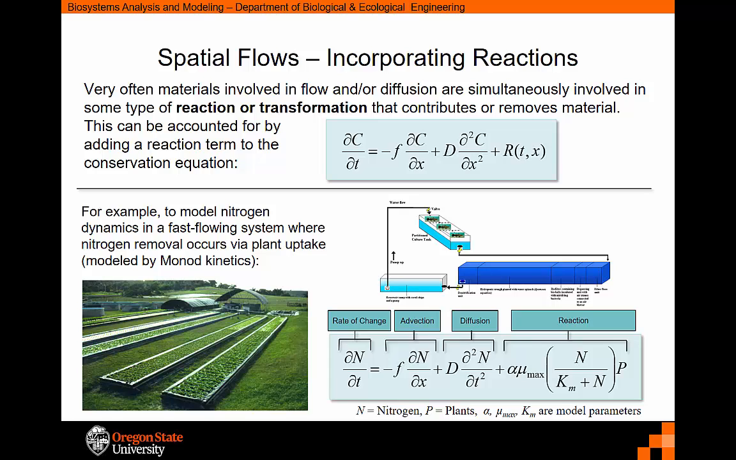We can easily add material transformations into the mix when we have systems for which advective flow processes, diffusion, and transformation are occurring simultaneously. We simply add a reaction term to the processes influencing the dynamics at a point in space. For example, let's consider the reduction of a nutrient in a plant-based treatment system reactor.